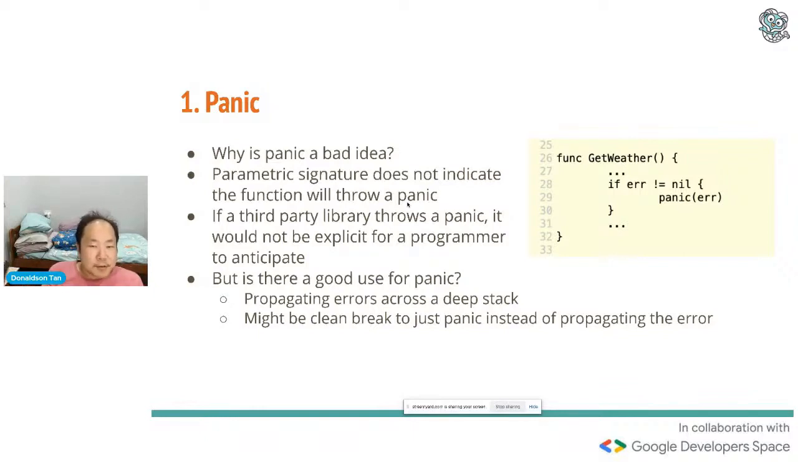Why? Because the signature of a function, in this case the function getWeather, does not indicate whether the function will panic or return an error. You simply have no idea. So if a third party throws a panic, there's no way for the programmer to know. The programmer cannot anticipate it and cannot recover from it. This is why panic is usually a bad practice, especially for production environments.